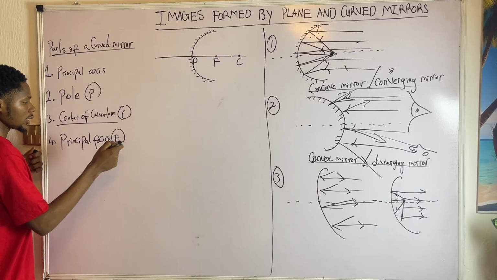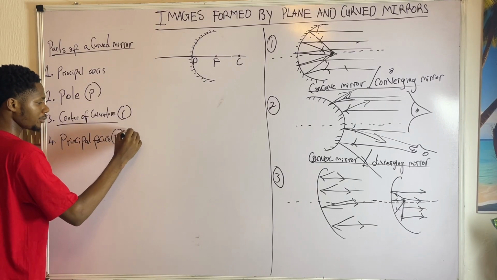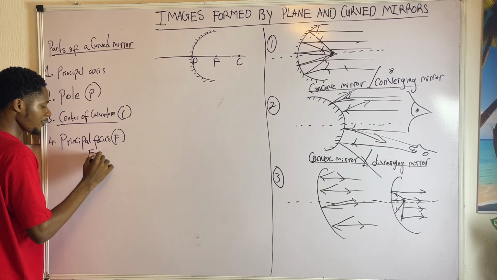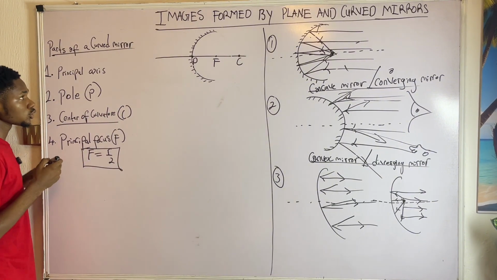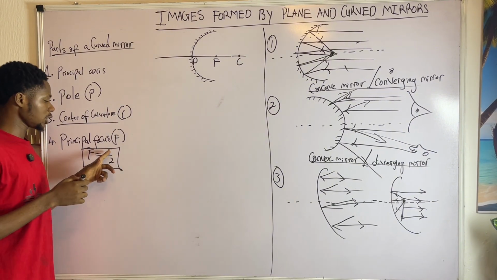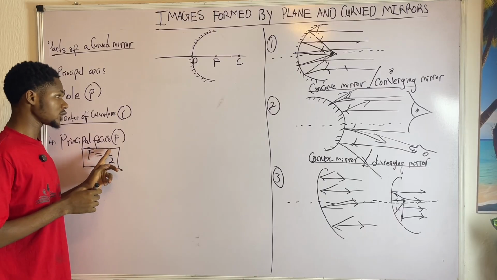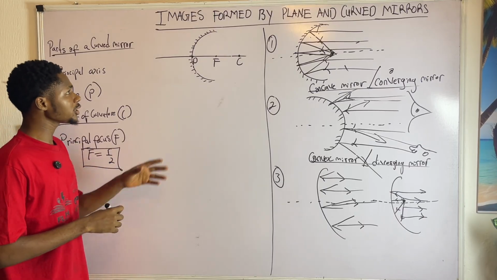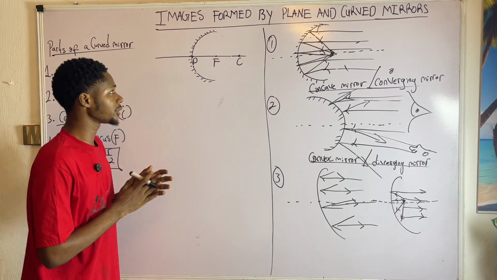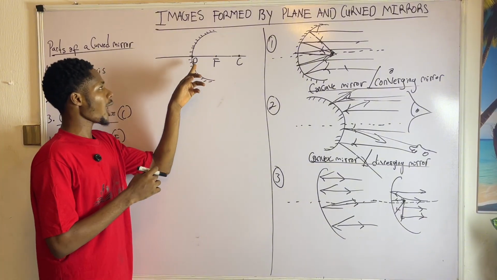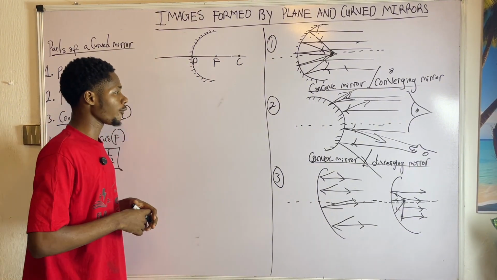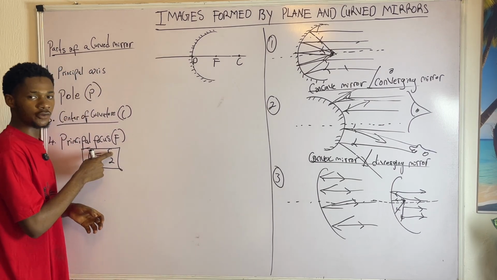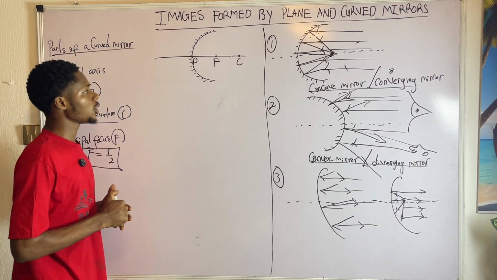Very easy. So we can write the formula here: principal focus F is equal to R over 2. Take note of that formula. Principal focus is radius of curvature over 2. We call this R the radius of curvature. Then the other parts necessary to describe in this diagram: basically, we have the pole, the principal focus, and the center of curvature. This R is called the radius of curvature, so it is the radius of the sphere.